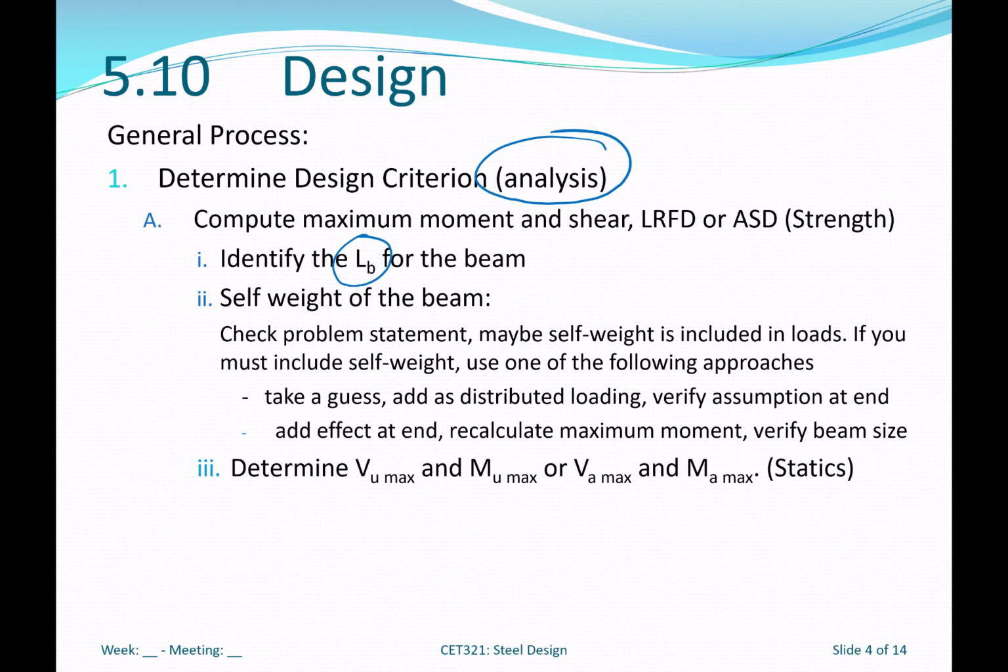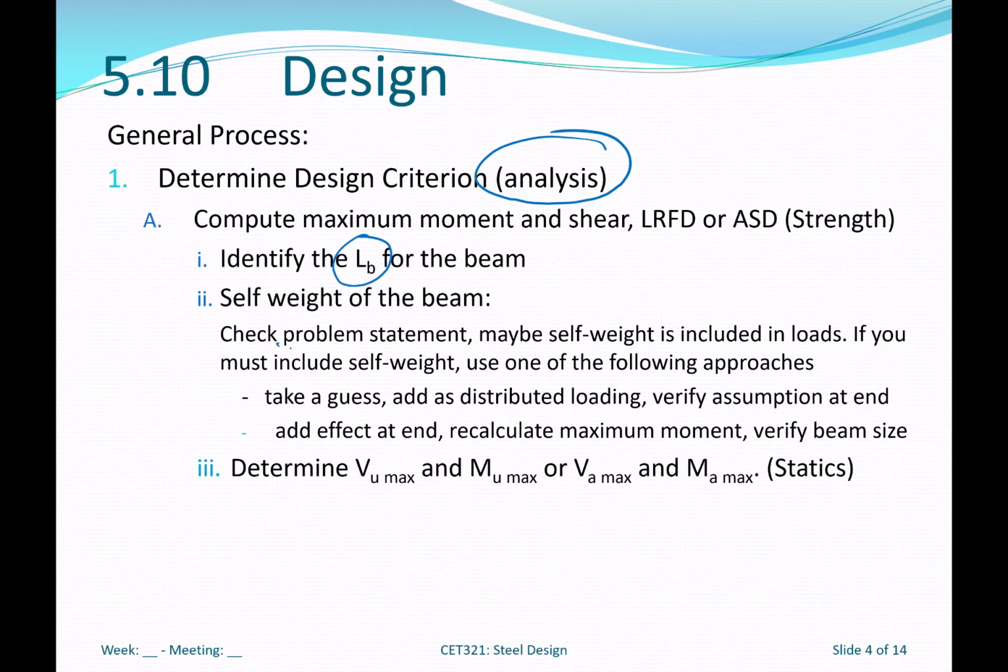Is it continuously braced, which means unbraced length is 0? Is it unbraced for 10 feet, 20 feet? Certainly the larger the unbraced length, the larger the beam is going to be. So I can use that as a piece of information to help me mentally prepare or guess what the beam size will be. I need to have self-weight.